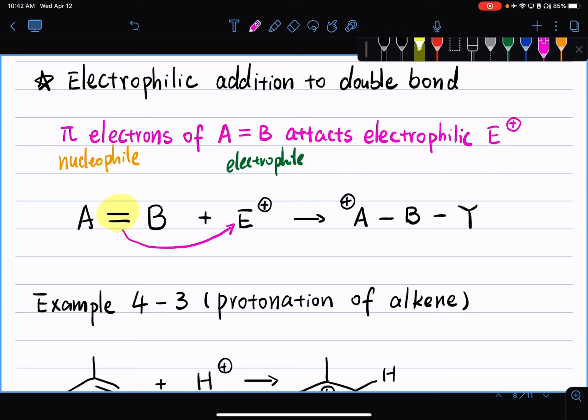The result is the same. We're reducing that double bond between A and B, and we're forming a new bond with that electrophile. For some reason, I have Y there, but it should be electrophile.